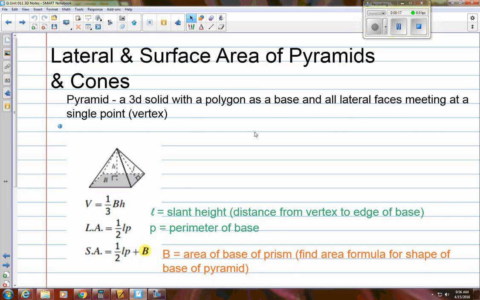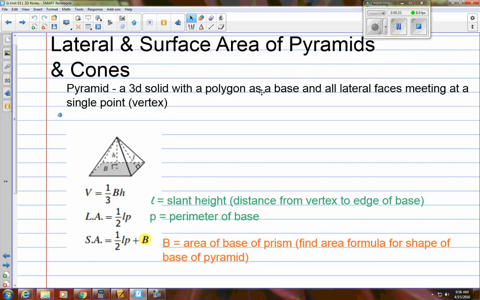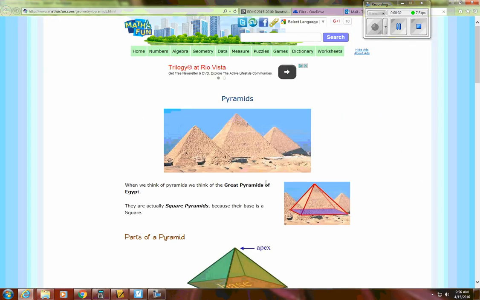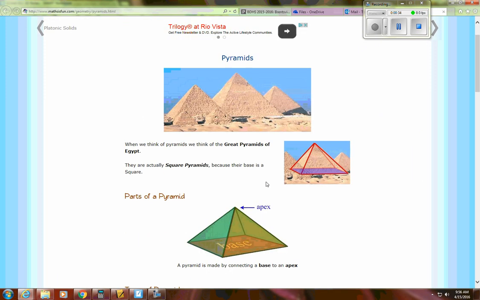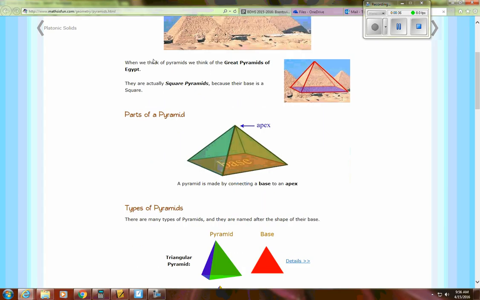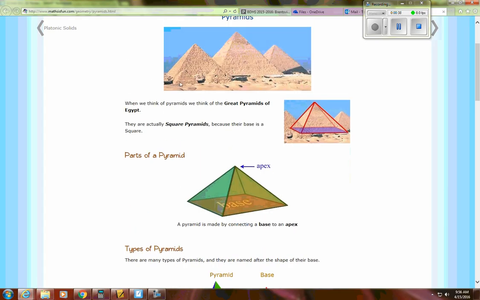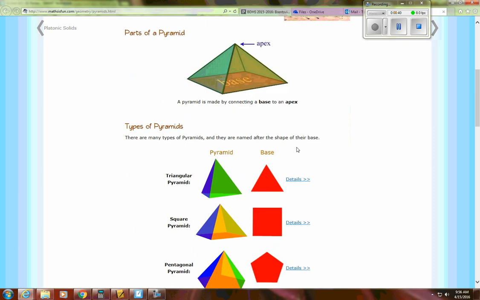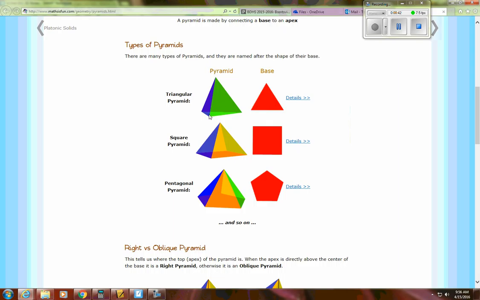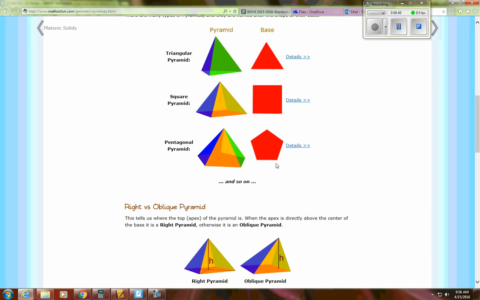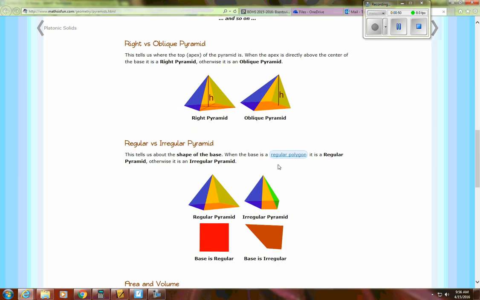So a pyramid is a 3D solid with a polygon as a base and all lateral faces meeting at a single point called the vertex. So again, I have a link here to this kind of cool page that gives some extra information about where we see pyramids in real life, the different types of pyramids, and they're named based on the shape of their base. So if the base is a triangle, it's a triangular pyramid, square pyramid, pentagonal pyramid, etc.